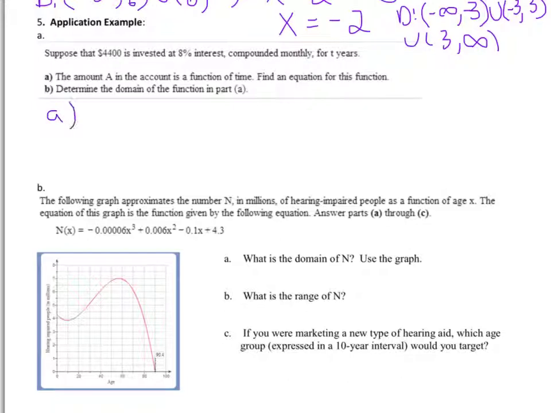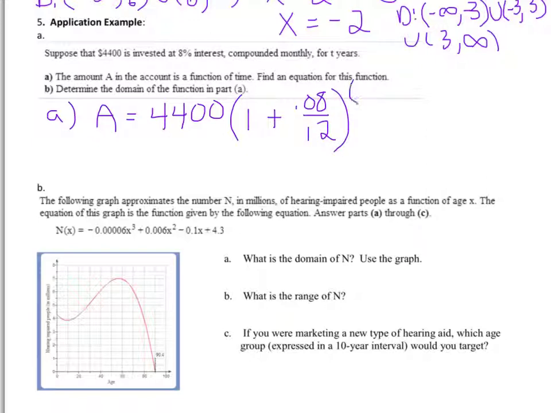Okay. Well, it's compounded interest function, so it's going to be A equals 4,400 parentheses 1 plus the interest rate over the number of times per year. So in this case, if it's monthly, that'll be 12 times a year, raised to the number of times per year times the number of years. So since we don't know how many years, we're just going to put a t in there to represent that amount.